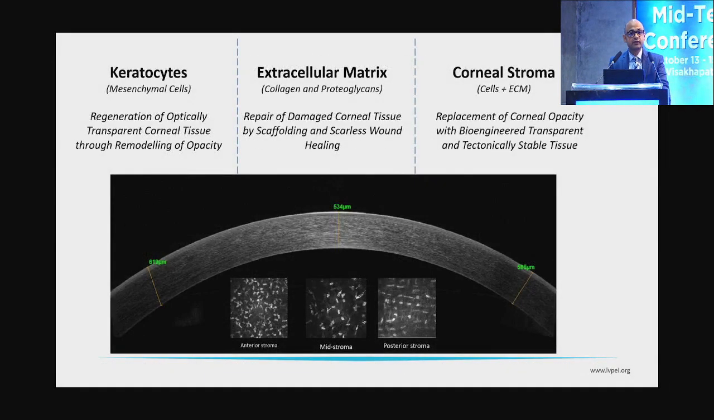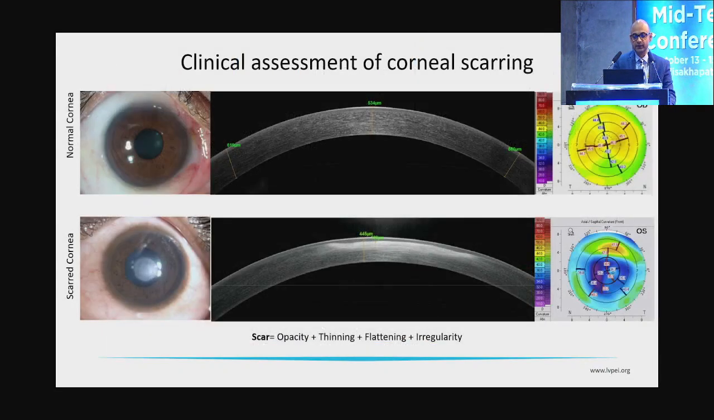The stroma, however, is remarkably simple. You have extracellular matrix, which is basically a collagen network with proteoglycans, and you have keratocytes, which are the cells that produce this extracellular matrix. And the corneal stroma together is nothing but a combination of the keratocytes and the extracellular matrix. So if you're going to regenerate stroma, you have to find a way in which you can create keratocytes. You also have to find a way in which you can create the extracellular matrix, and then maybe you can put these two together.